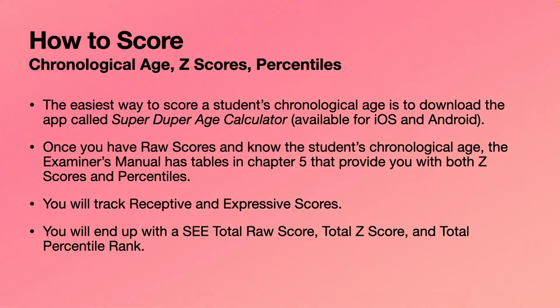Once you have the raw scores and know the student's chronological age, the examiner's manual has tables in Chapter 5 that provide you with both z-scores and percentiles. Receptive and expressive scores are scored separately, but then put together to create the final z-scores and percentile ranks.